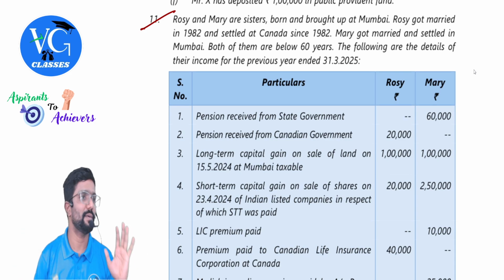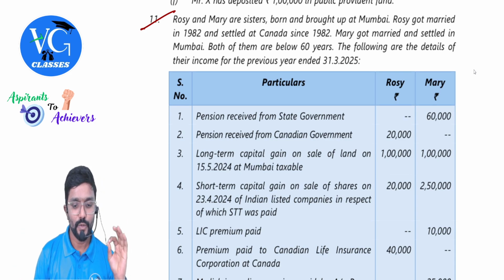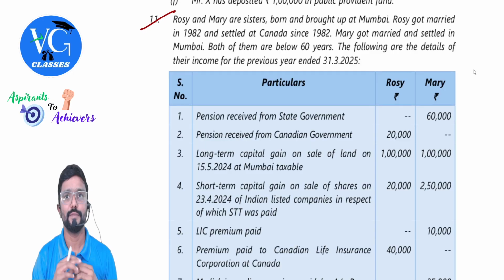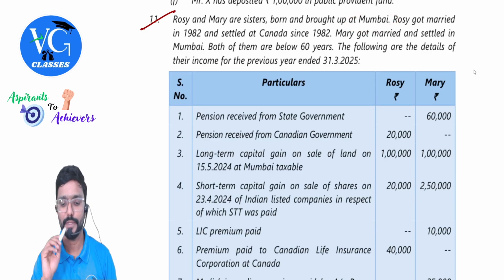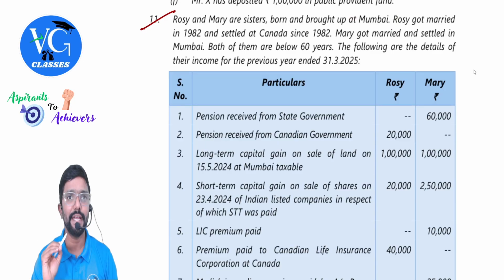Rosie and Mary are sisters. Okay, they both are sisters. Born and brought up at Mumbai. Okay, part of India only. Rosie got married in 1982.